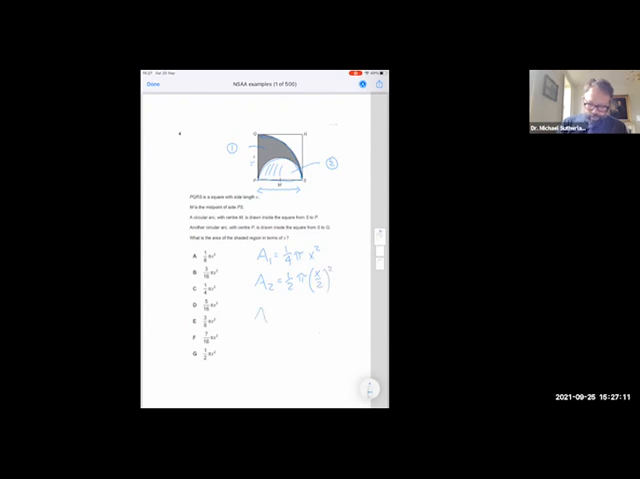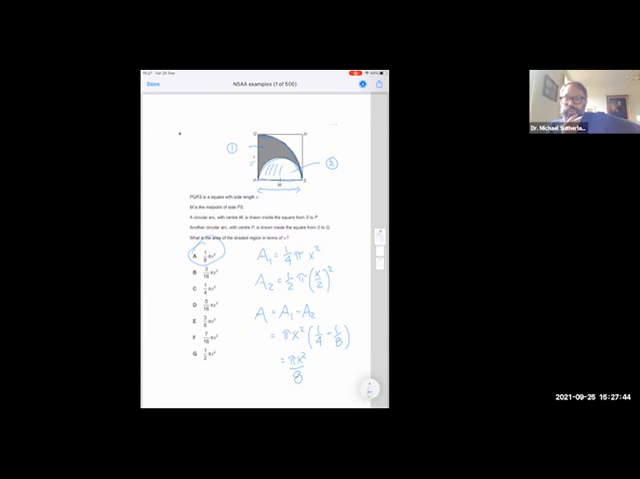So the total area that we're looking for, the shaded area, is going to be equal to A1 minus A2, which in this case is equal to pi x squared, 1/4 minus 1/8. So that should be pi x squared over 8. So if I look down here, oh, it seems to be the first one. Okay, so the answer there is A, pi over 8 x squared.